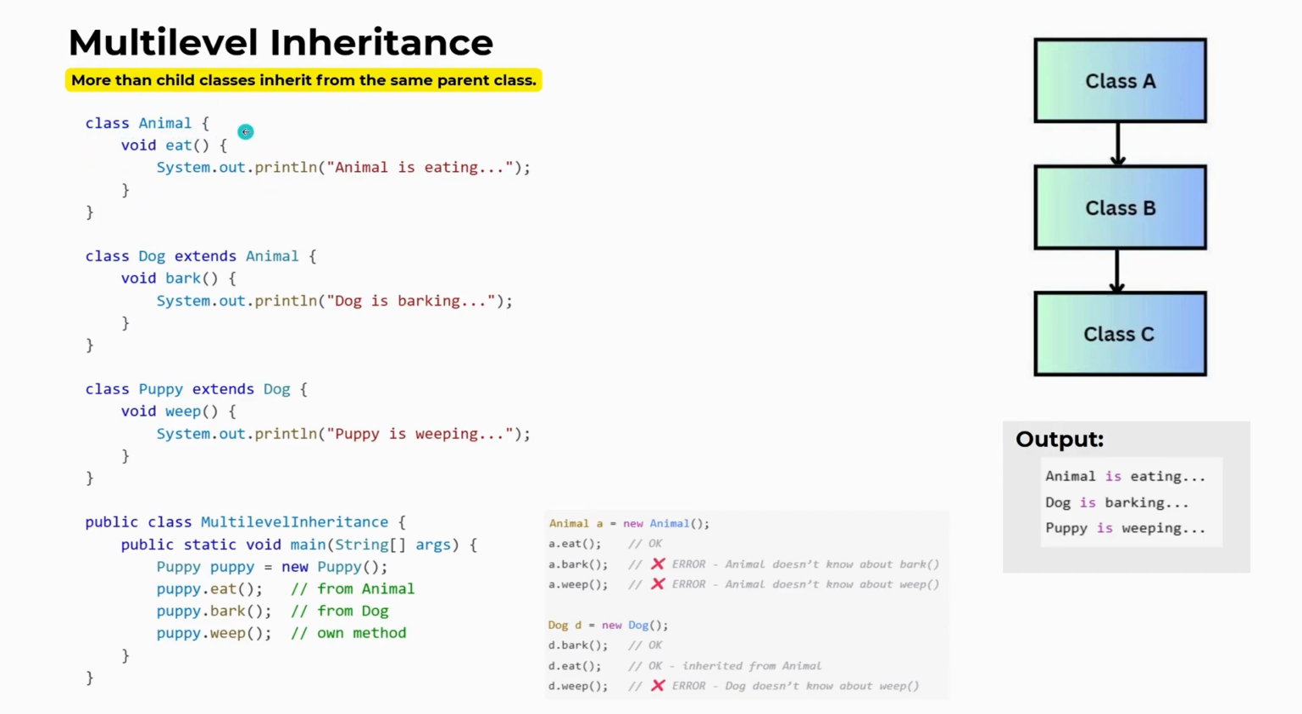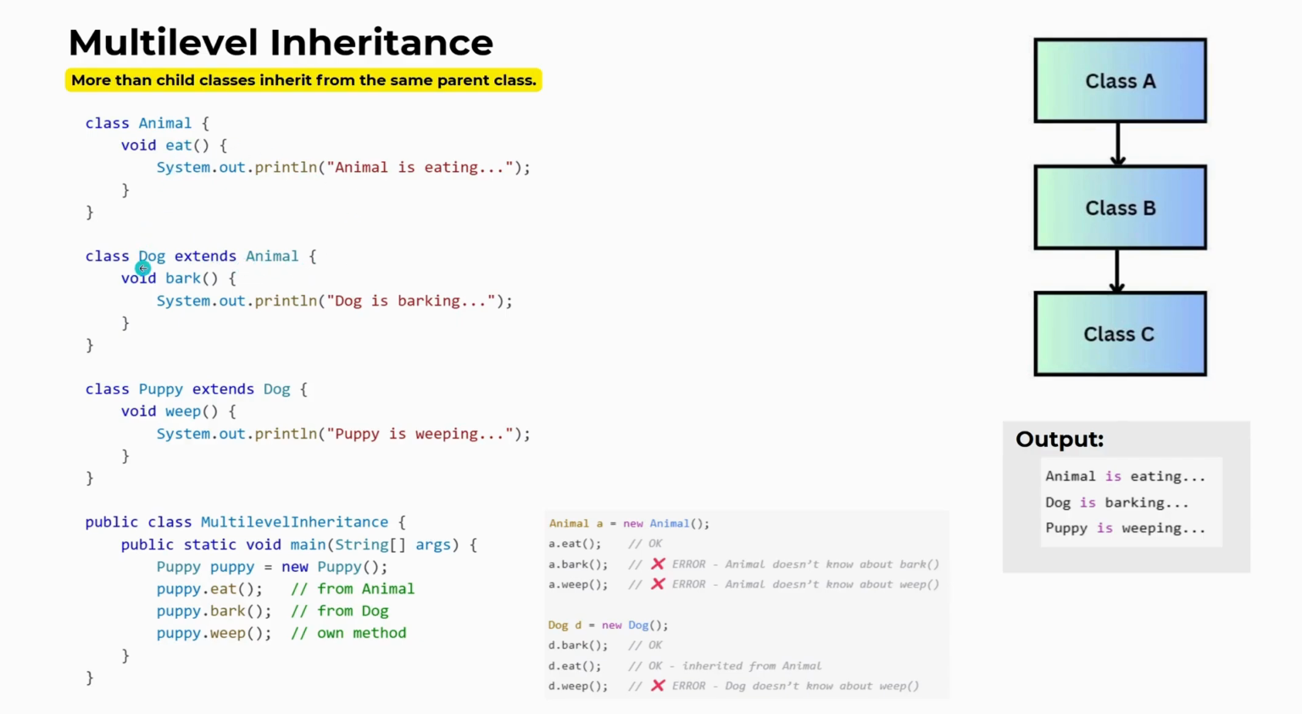But animal class is not extending any class. That's why animal class cannot use any of these methods. I hope I'm clear. So if I will create an object for this dog class, that dog class can use its method bark and this method eat because it is extending animal class.